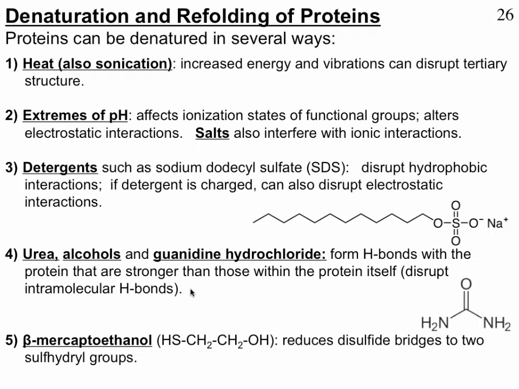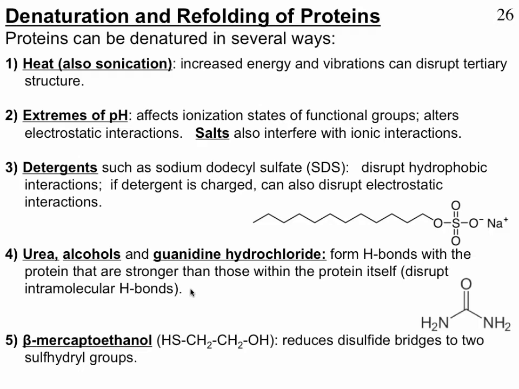Urea, alcohols, and guanidinium HCl, or hydrochloride, form hydrogen bonds with a protein that are stronger than those within the protein itself. So they disrupt intramolecular hydrogen bonds. Basically, they outcompete the existing hydrogen bonds in the protein because the molecules themselves can form hydrogen bonds with the protein. You can see this is the structure of urea, which has lots of areas where hydrogen bonding can take place and disrupt the existing hydrogen bonds in the protein.